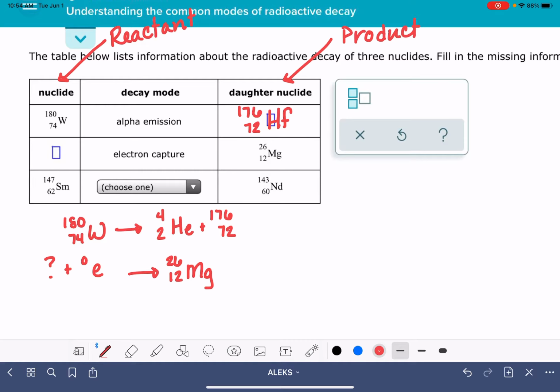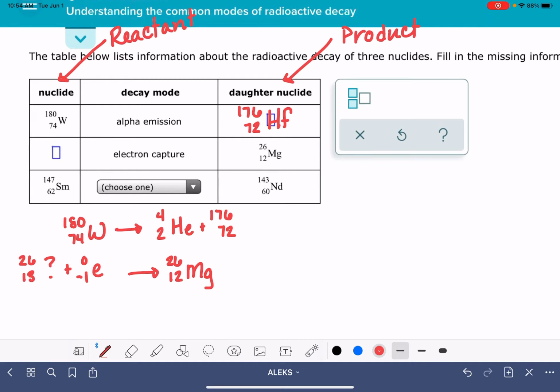Electrons have no mass number at all. They have 0 protons, 0 neutrons. And their atomic number in this case is considered to be -1. It's the opposite of a proton. So we got to focus on conservation of the mass number and conservation of the atomic number.